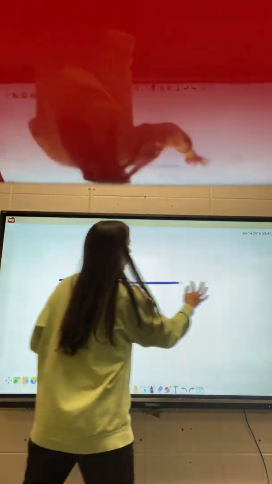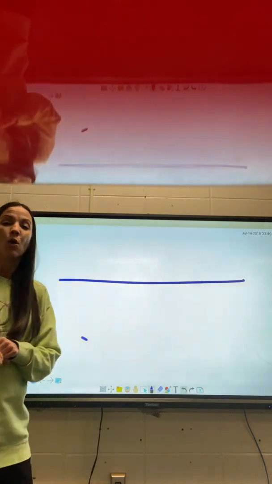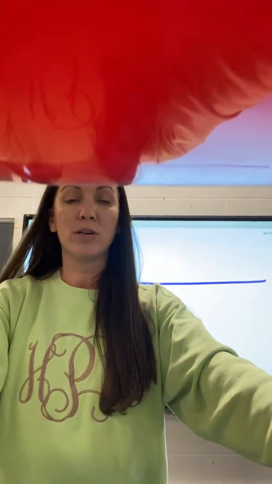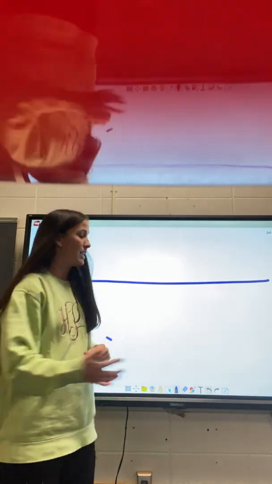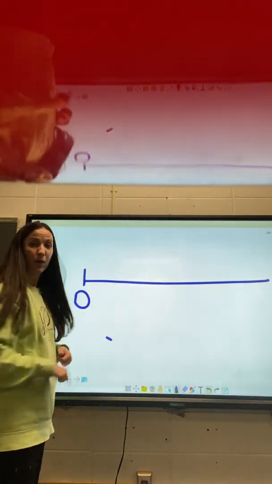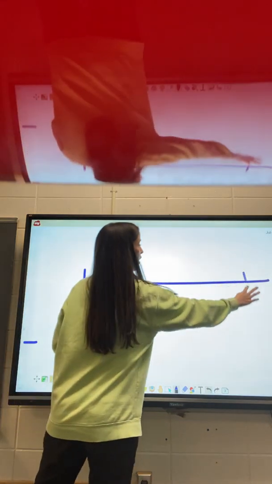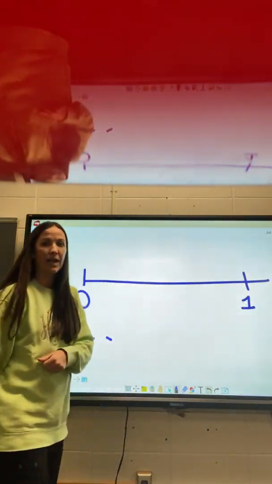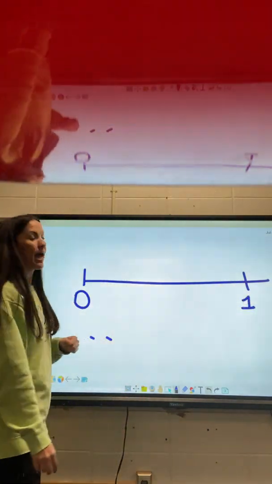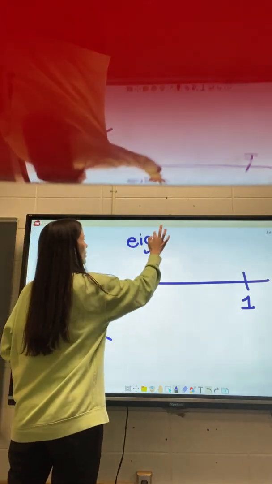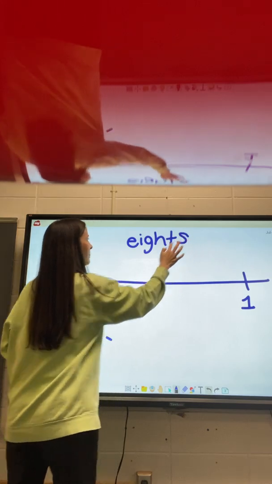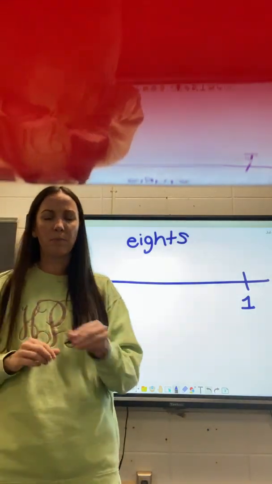So let's work on that strategy, okay? All right, draw your number line. Remember, your fraction number line, boys and girls, has 2 points. It has the starting point and the ending point. So you've got 0 where you're going to start, and you've got 1 where you're going to end. All right, boys and girls, I want to work with eighths. So I'm going to write eighths up here.